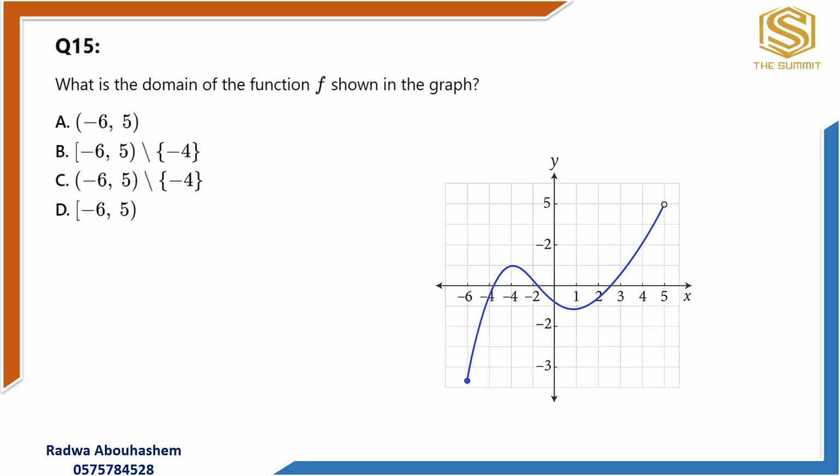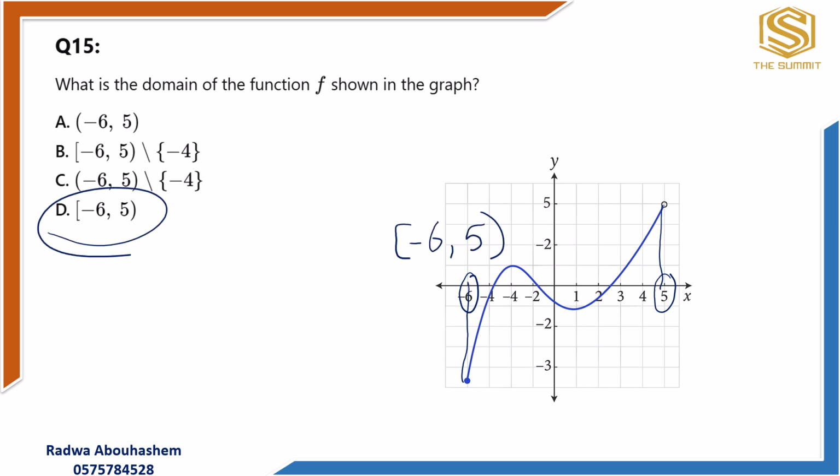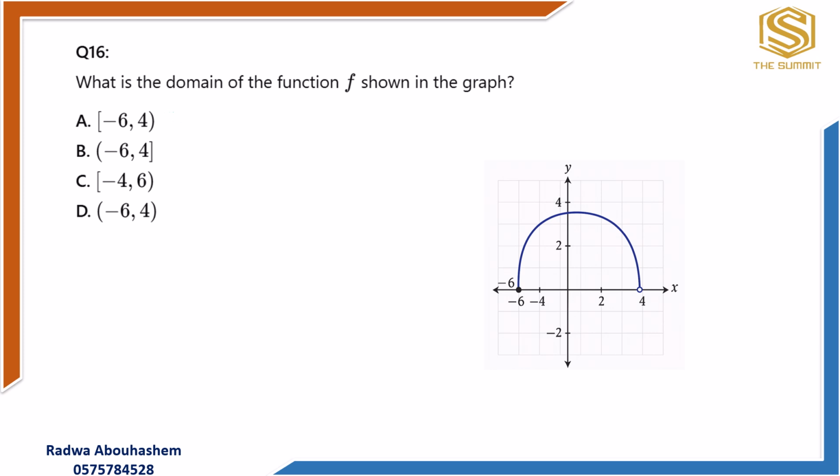What is the domain of the function shown on the graph? Domain means the x values, the x-axis. So here we start from negative 6 and we end at 5. But at the 5 here, you have an open circle, so it means it's not included. We represent that in an interval with an open bracket. So it would be -6 closed, and 5 open. Again here, what is the domain of the function? On the x-axis, I start from -6 and I end at 4, but 4 here is open also. So from -6 to 4, and -6 is closed, and 4 is open.